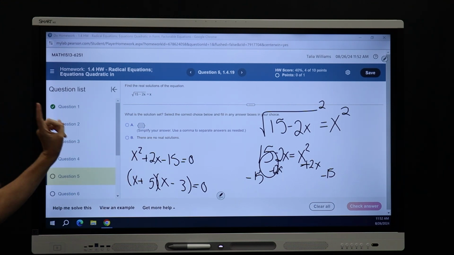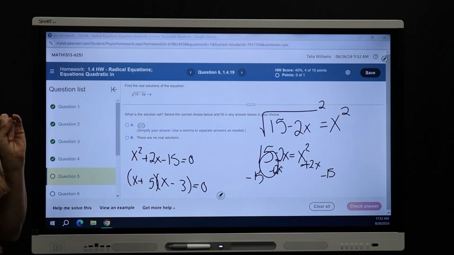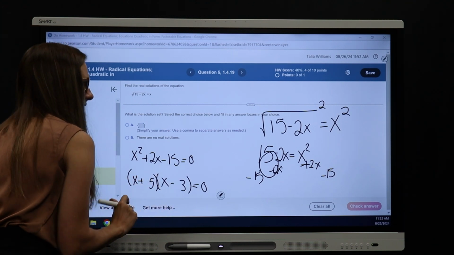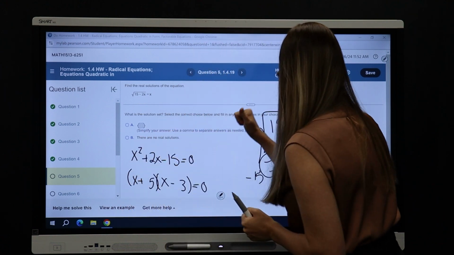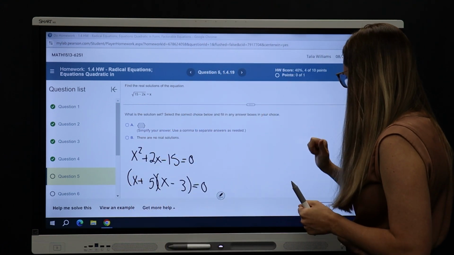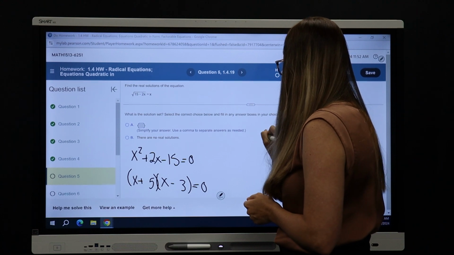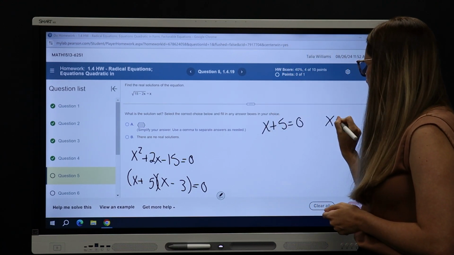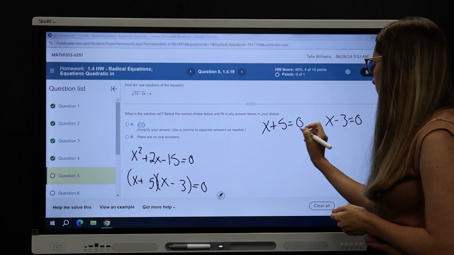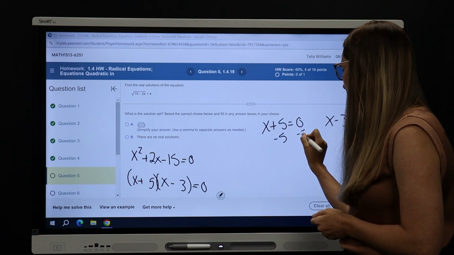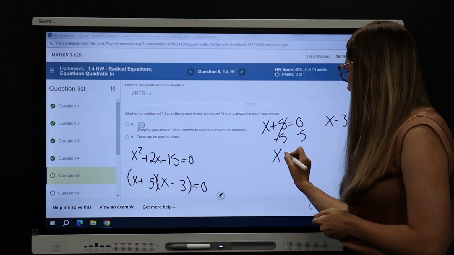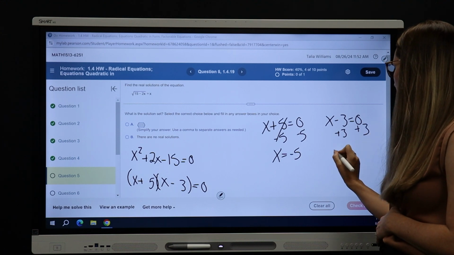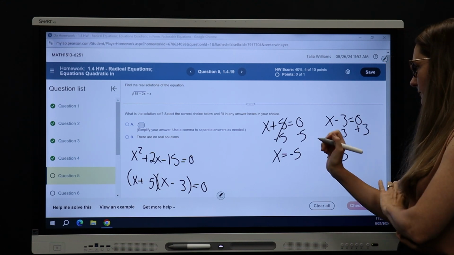I do believe we're going to check these, because remember, I'm getting ahead. So I'm going to erase this part real quick, so we have room to do this. So I'm going to have x plus 5 equals 0, and I have x minus 3 equals 0. So when I subtract this 5, I'd have x equals -5. When I add this 3, we're going to have x equals 3.